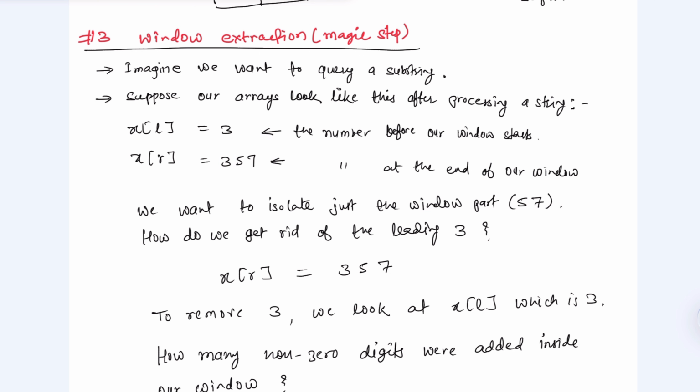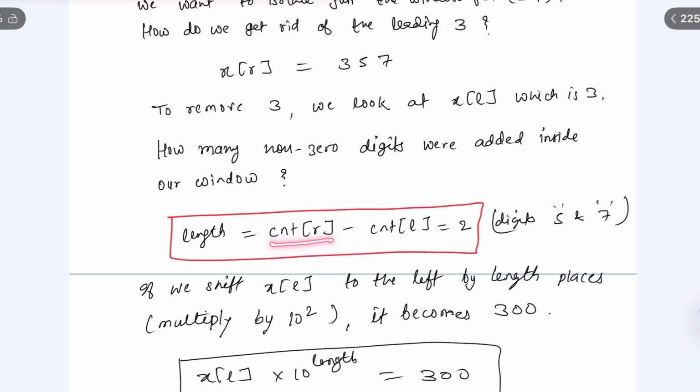So how do we get rid of the leading 3? We have x at r, let's suppose it's 357. Now I want to remove 3. How will we remove the 3, because we want to isolate it? So we look at x at l, which is 3. How many non-zero digits were added inside our window? We can find that: count at right minus count at left. If we do the subtraction, we'll get the length, which is talking about the digits 5 and 7.